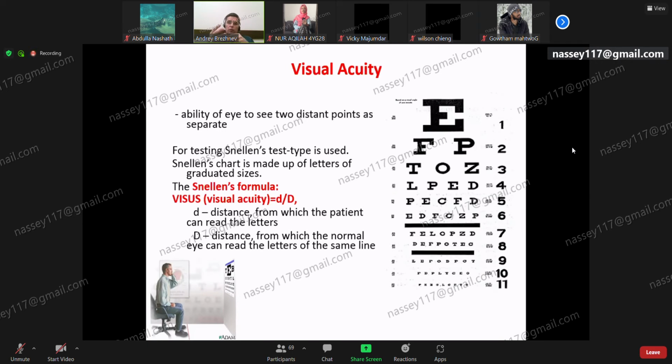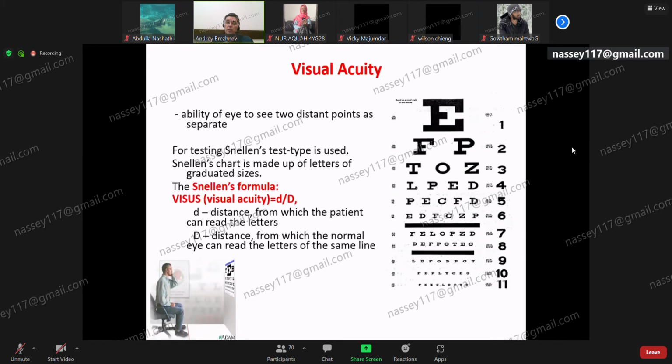So if you check a patient with the same chart in different conditions and use the correct formula, the result will be the same, and it's not associated with the distance. The so-called Snellen formula, which we use, is visual acuity equal to small d by large D, where small d is the distance from which your patient can read the letters of one of the lines, and large D is the distance from which the normal eye can read the letters of the same line.